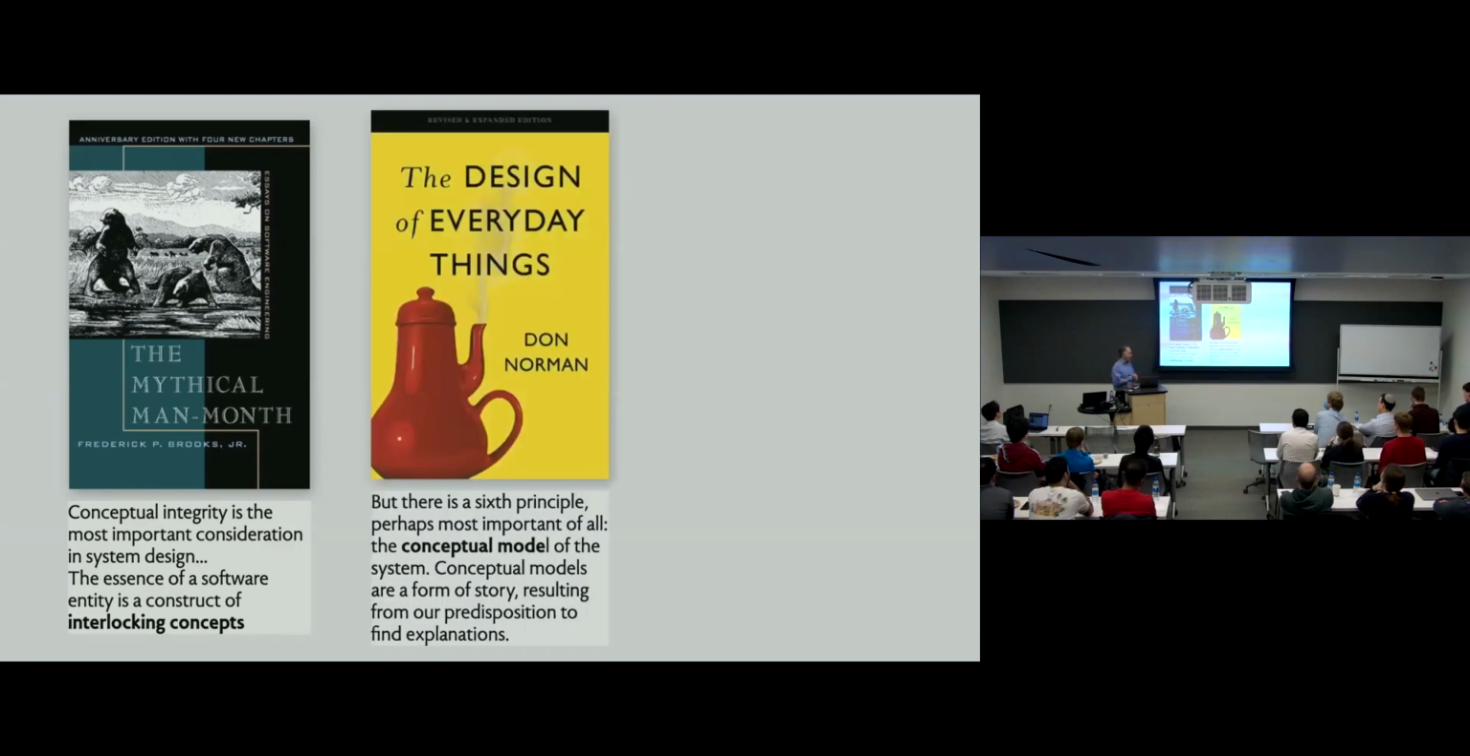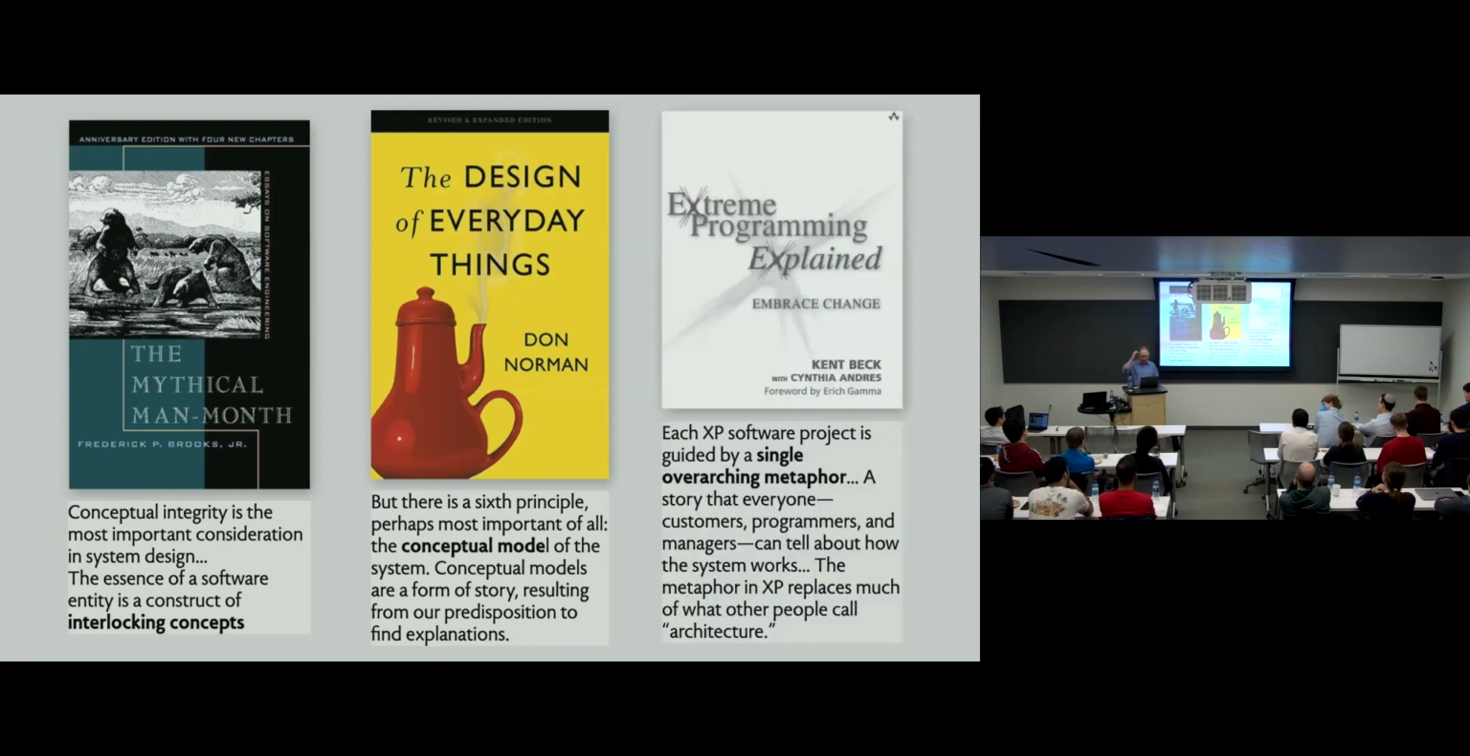Don Norman, likewise, as I mentioned, says, perhaps most important of all is the conceptual model. And interestingly, he says the conceptual model is a kind of story. And this is a theme that I found again and again, that a conceptual model isn't a static structure, it's a story. And here much later, about 10 years later or so, is Kent Beck, talking about extreme programming, coming not from a manager's perspective or a psychologist, user interface designer's perspective, but from a programmer's perspective. And even there, he says that the overarching design aspect of a software system is what he calls the metaphor. And the metaphor is a story, again, rather like Don Norman's story.